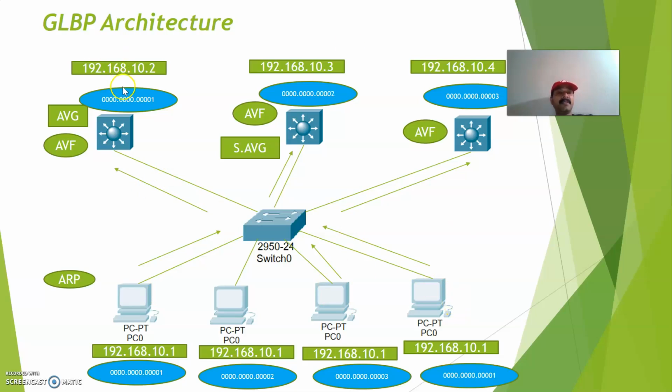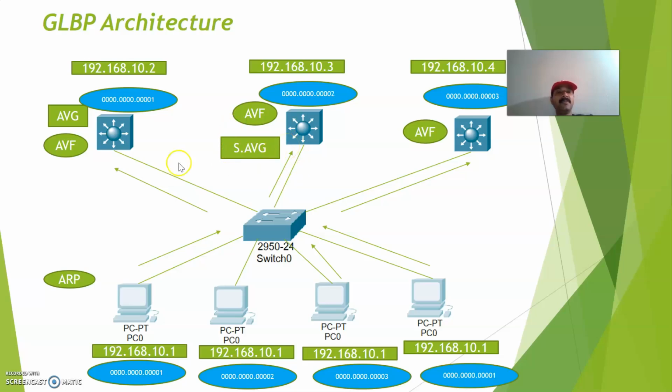The third function is that the AVG will assign the AVF role, including in its own router, right? I will tell the difference. Whenever the primary AVF goes down, automatically the secondary AVF will take over the active role. So how is the AVG selected? The AVG is selected by the router with the highest priority or the highest IP address. Whenever the AVG goes down, the secondary AVG will take over the active role.